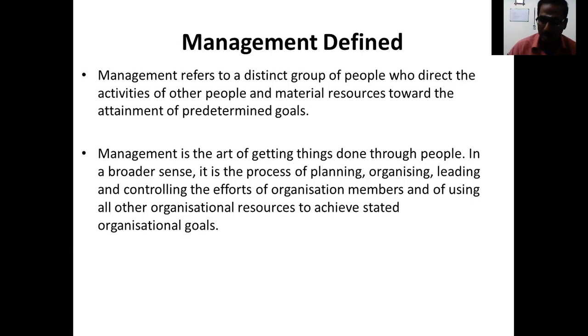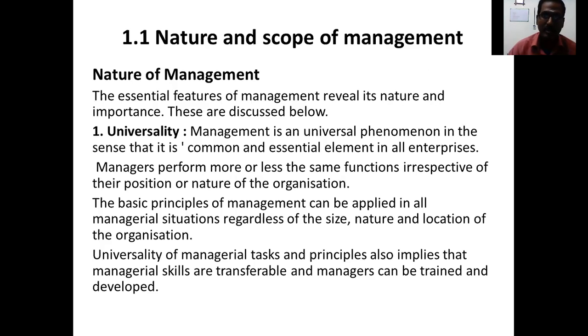Now we go to the next topic: what is the nature and scope of management. Nature of management: the essential features of management reveal its nature and importance. These are discussed below. One is universality. Universality means it should be the same everywhere around the world, around the universe.